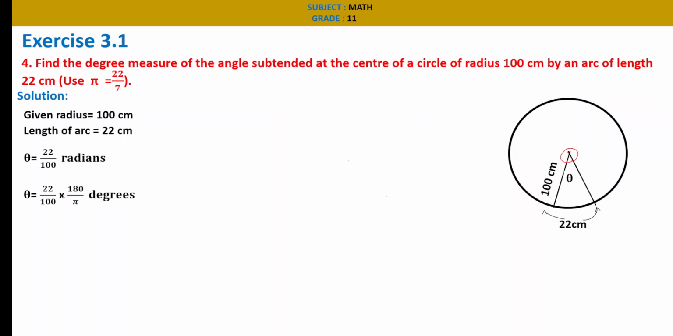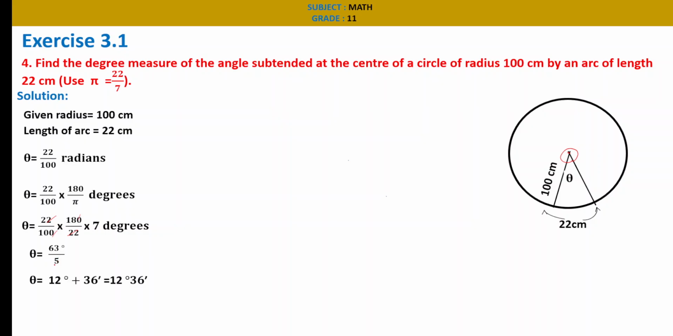Theta is equal to 22 by 100 into 180 by pi degrees. Now, instead of pi, let us substitute 22 by 7 as per this problem, since the question asks us to use 22 by 7. So, substitute pi as 22 by 7. The 7 comes again to the numerator. Now, let us cancel 22 and 22, 0 and 0. Then we are going to get theta as 63 by 5 degrees.